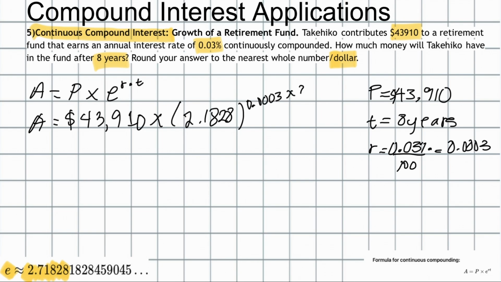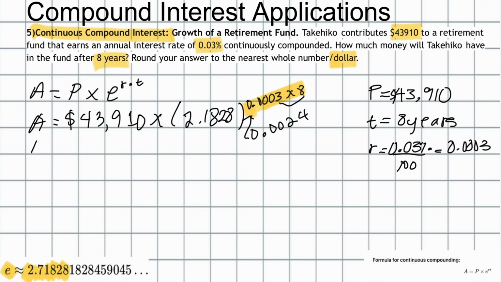0.0003 times 8. I would recommend you to solve for this value first, and an easy way to do so is to just multiply 3 times 8, and that will become 24, and the new value is going to become 0.0024. Okay, that's the exponent that should go up there.